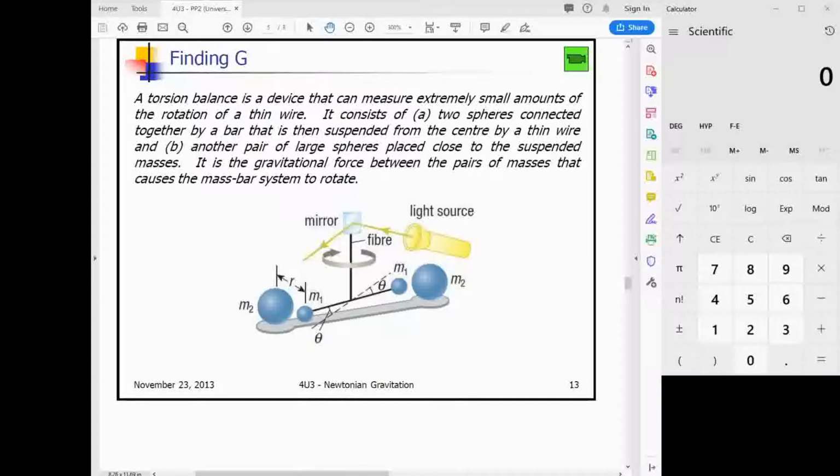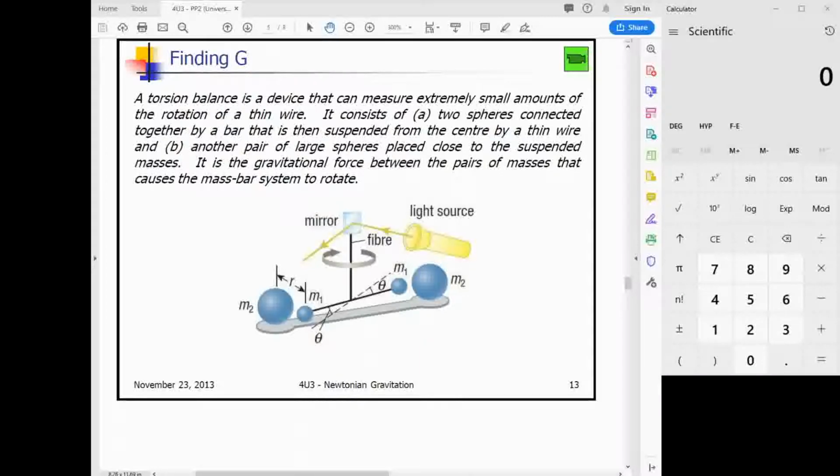is that if we placed these small spheres near the two large spheres, there would be a little bit of a displacement between them. And using trigonometry, we would be able to calculate an angle of displacement, and then calculate what force is causing that displacement. So we would know what the distance between the centers are. We would know the angle. And then we can find out what force is causing it to displace at that distance r.